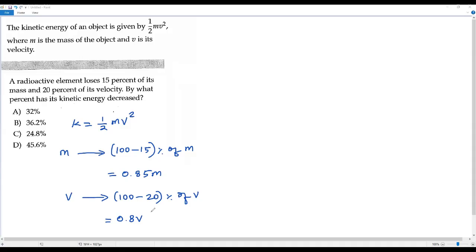Okay, so when the element loses 15% of its mass and 20% of its velocity, by what percentage has its kinetic energy decreased? So now I'm going to find the new kinetic energy after the two changes, that is 15% loss in mass and 20% loss in velocity. New kinetic energy can be written as new K equals 1/2 times m replaced by 0.85 m, and V replaced by 0.8 V, the whole squared, because we have a square for V, so we have to square 0.8 V.